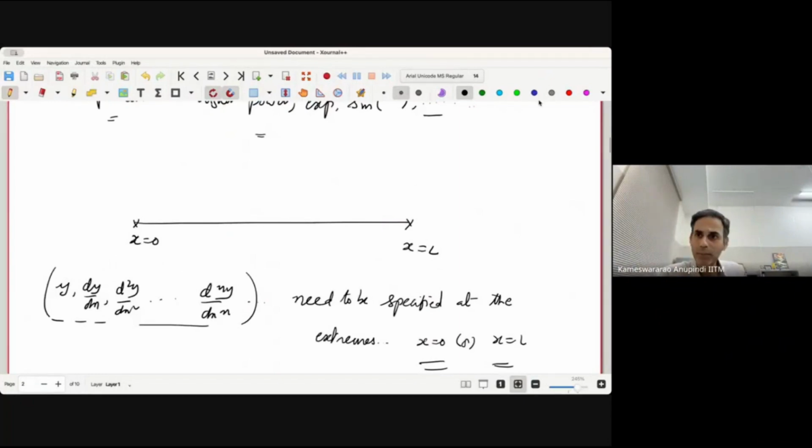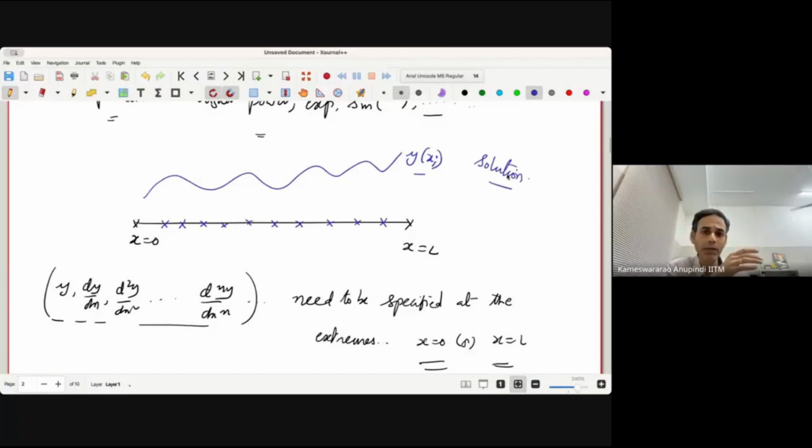Then we would like to obtain how our profile y looks like. So y as a function of x, of course at certain discrete points because we are using numerical calculations. Because we are doing discrete calculations, we want to calculate y as a function of x at xi, at several other points here. That is what we seek. This is the solution we are trying to seek when we say solve a particular ODE.